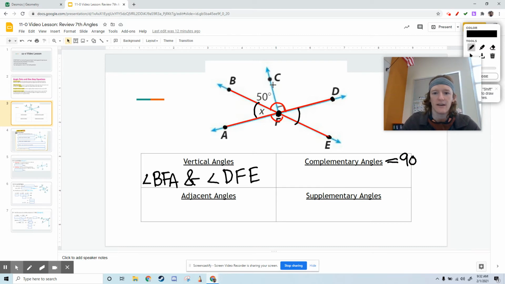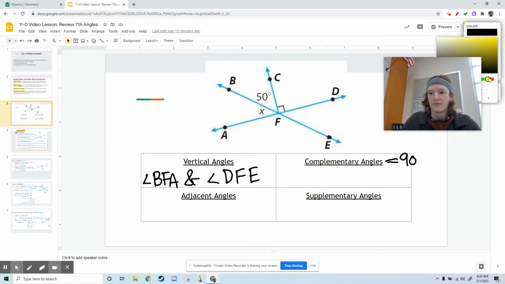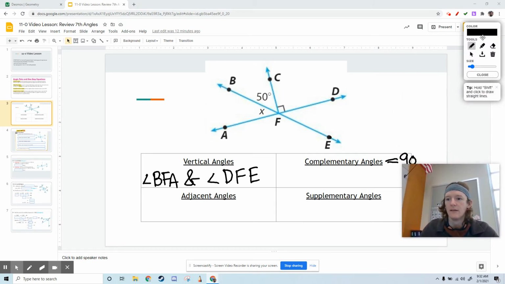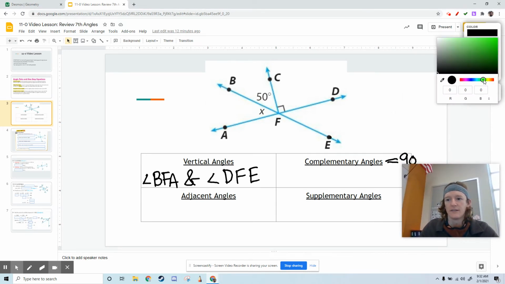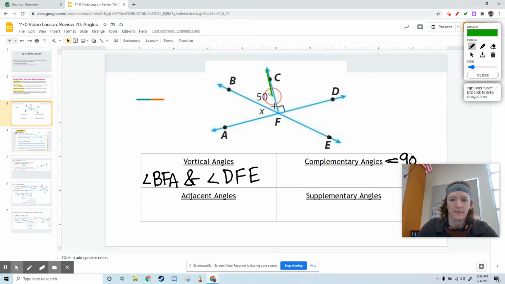So let's find two that add up to 90 degrees. I'll erase my vertical angles notes that I've got on here. Complementary, two that add up to 90. So I can see there's a 90-degree angle right here. So angle CFA is 90 degrees. And I know that because it's a straight line straight across here. And this is marked with a little perpendicular symbol.